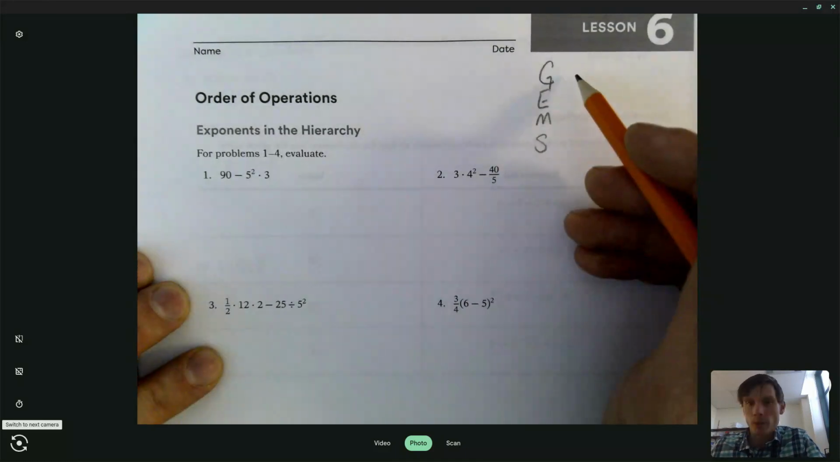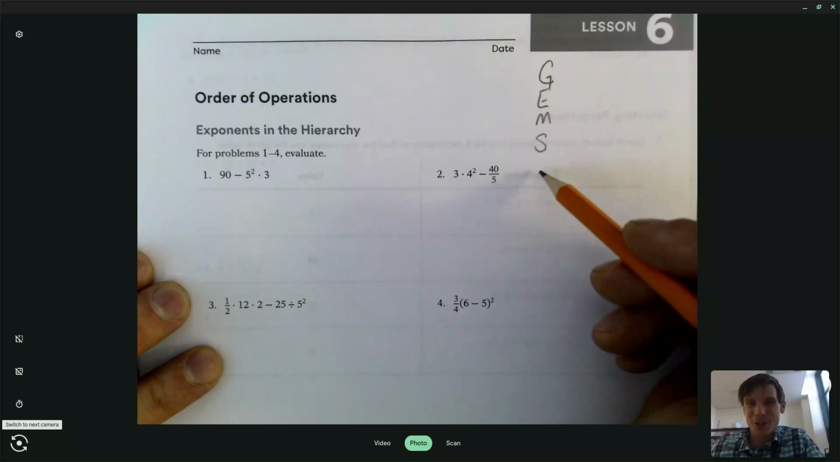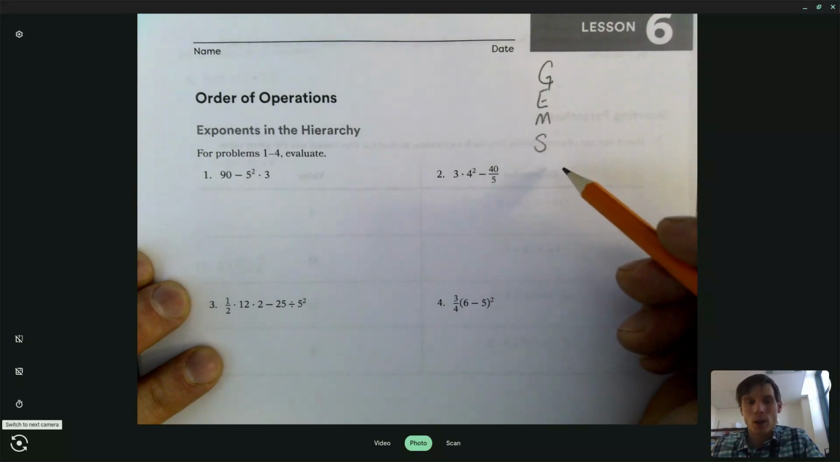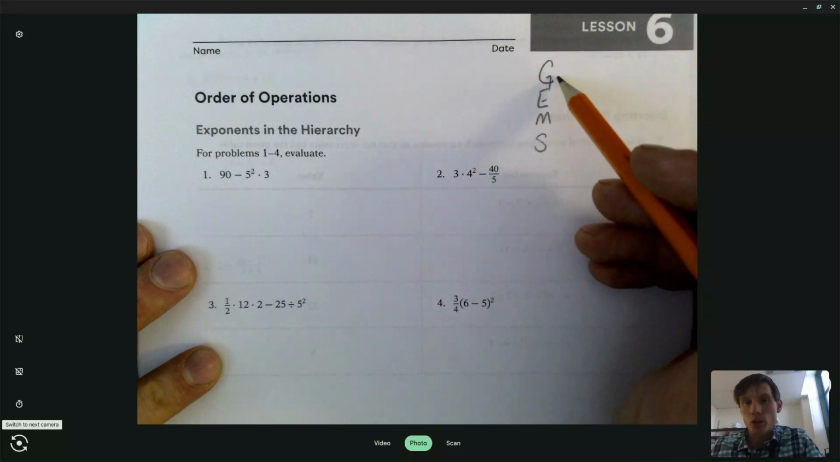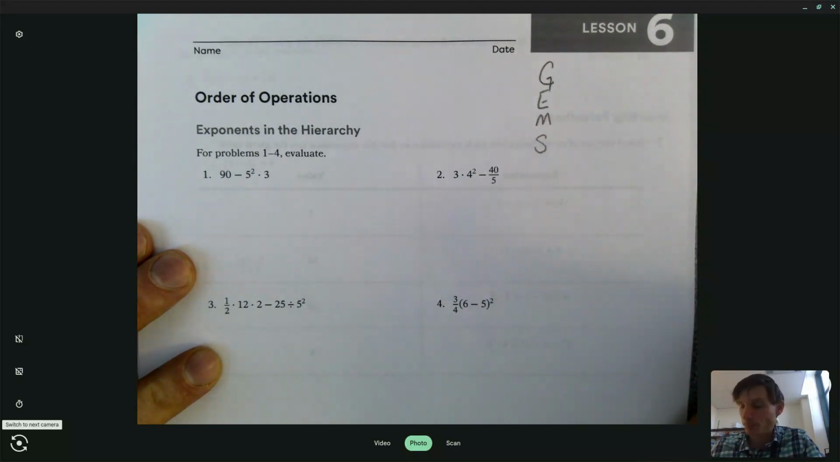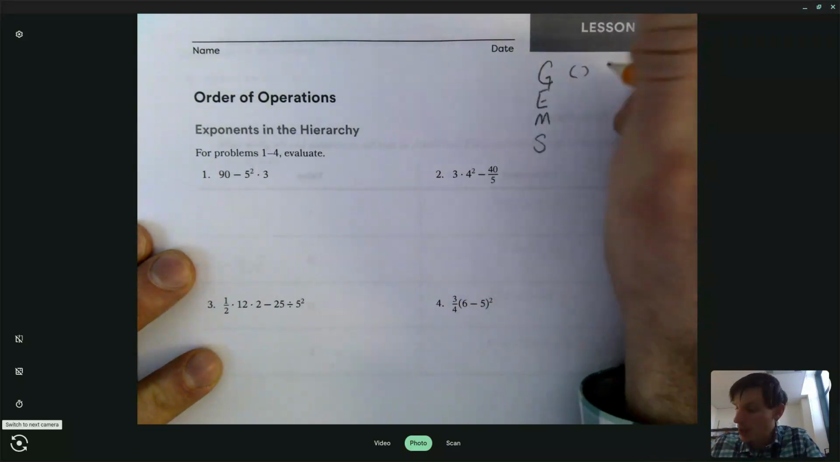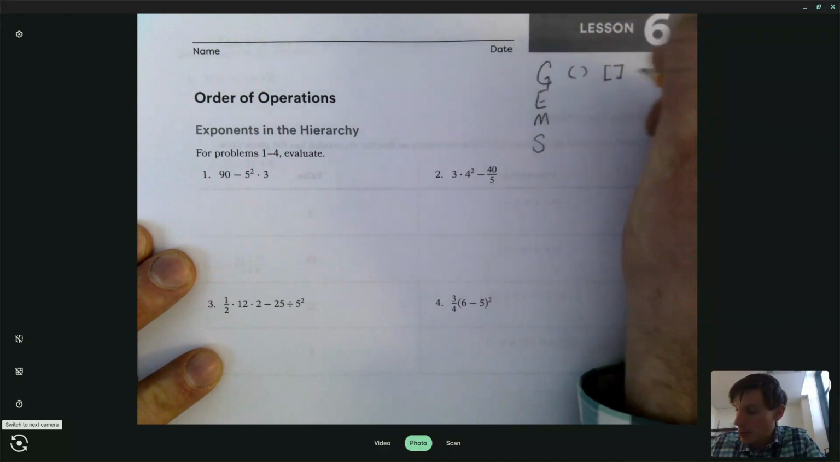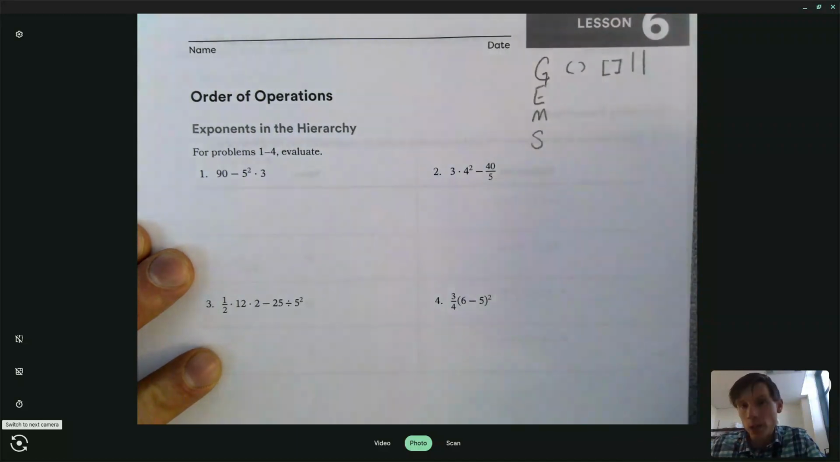But really quick, if we forget what the GEMS stand for, this tells us the order to do any of our operations in when trying to solve problems. So the G, of course, stands for grouping. So grouping might be parentheses, might be brackets, might be absolute value bars like that.